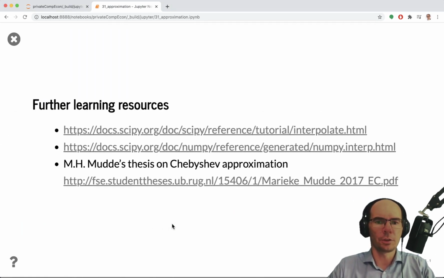Okay, here are some additional resources, including this wonderful thesis on Chebyshev approximation that you can look at to understand more about that approach. Okay, see you next time.